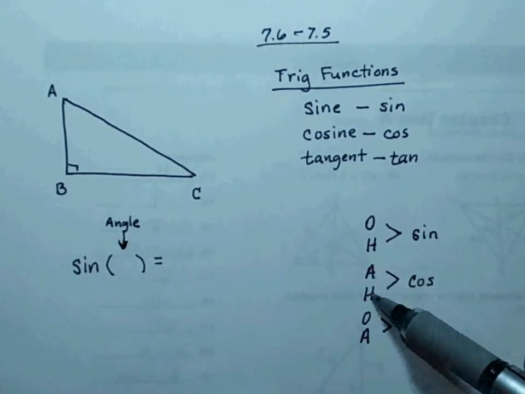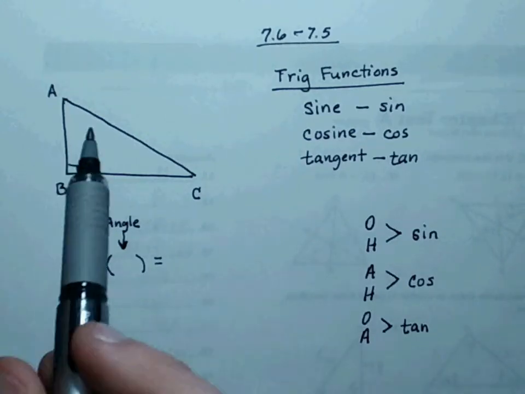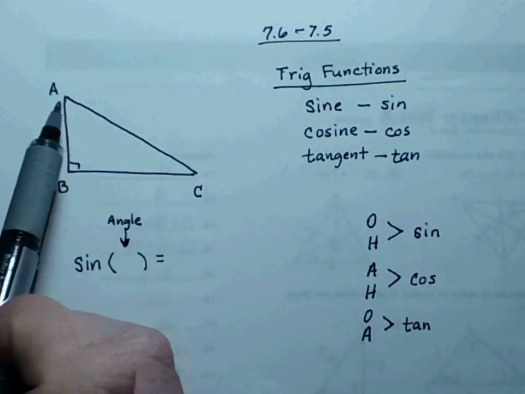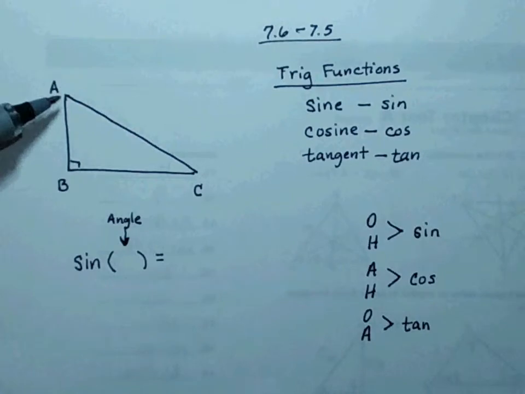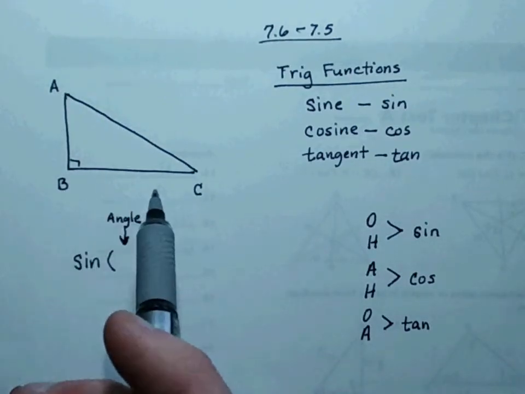Now let's talk about what these letters mean, and that'll tell us what comes next. If I look at angle A, there are three sides. I have three sides in this triangle in relationship to angle A. I have the opposite side, the adjacent side, and the hypotenuse. So when we look at angle A, which side would be the opposite side of angle A? Well, the opposite side would have to be side BC, because it's on the opposite side of the angle.